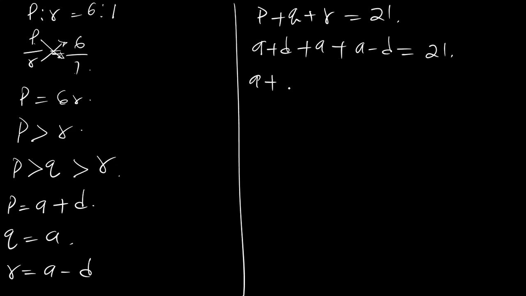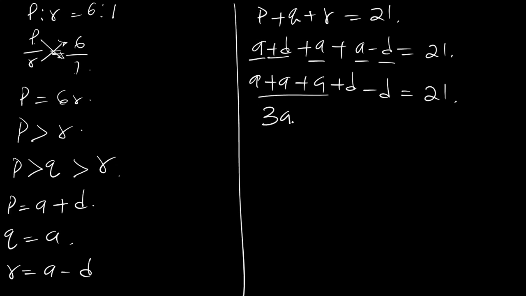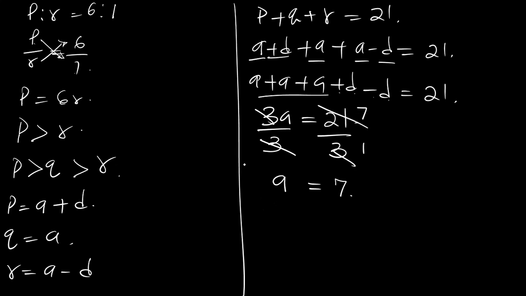Now let's arrange the like terms together. You have A plus A plus A, which is 3A. Now the other one, which is D, arrange them together: plus D minus D is equal to 21. So if we add these like terms together, you have 3A. This plus D minus D will give you 0. So 3A is equal to 21. Dividing both sides by 3, 3 divided by itself is 1, and 3 divides 21 is 7. So your A is 7.